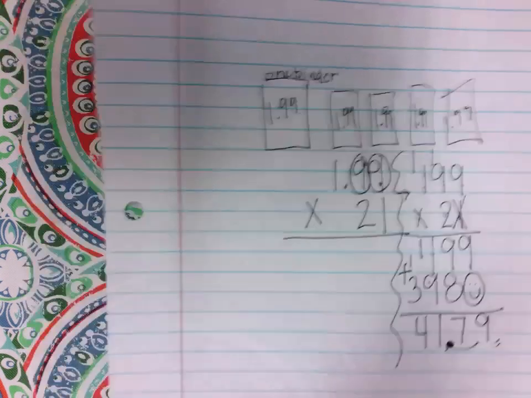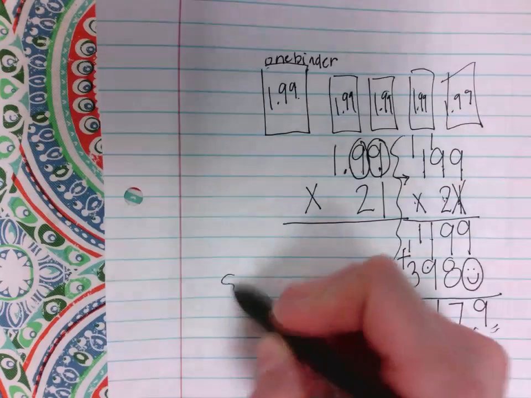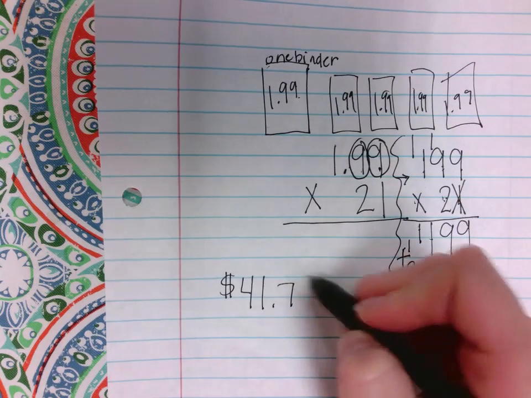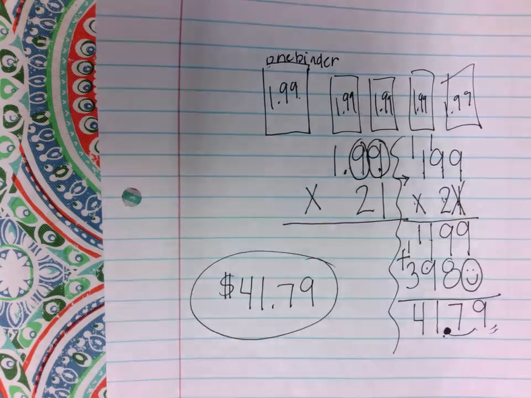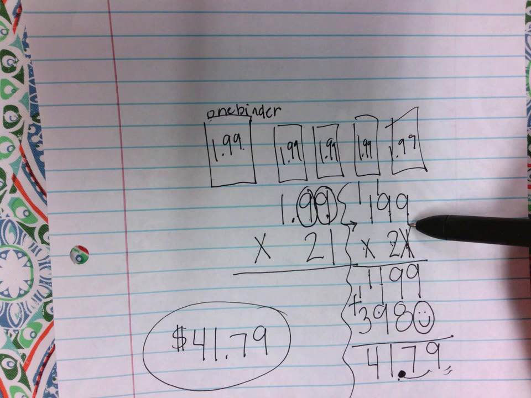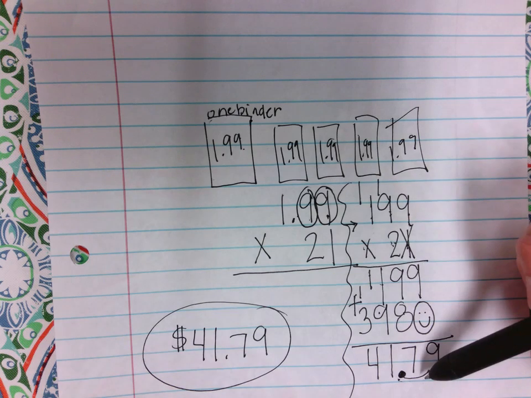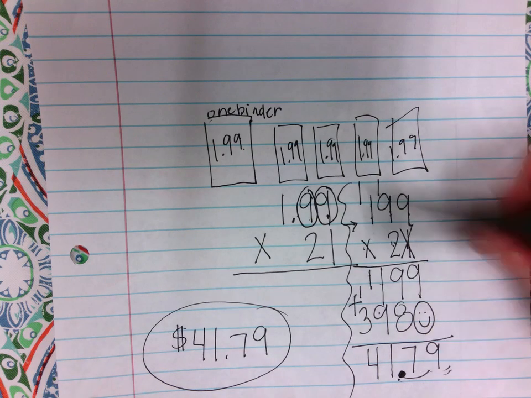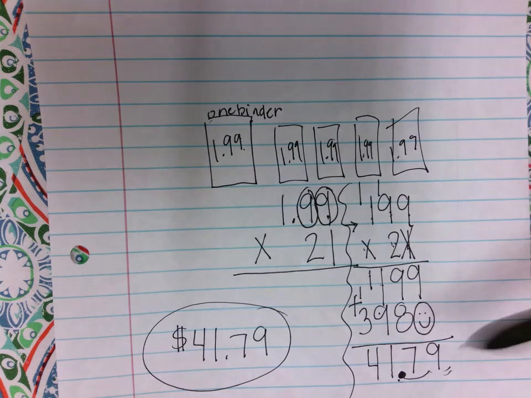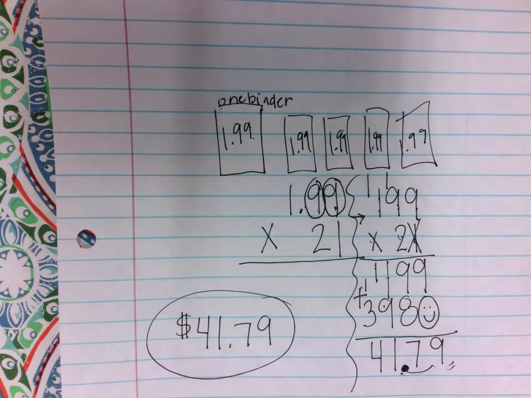So my final answer that the teacher would spend on all 21 binders would be $41.79. Our rule when we multiply decimals is to forget the decimal and multiply regular. Once you get your answer, go back and count how many numbers are behind the decimal in the original number. That's how many times you move your decimal in your answer.